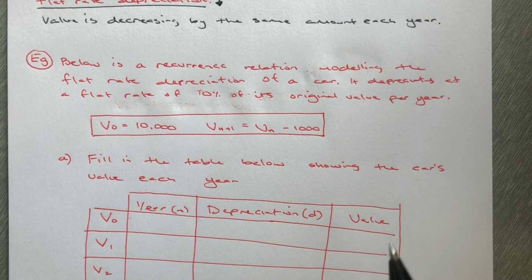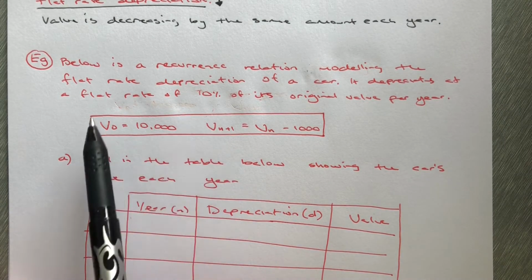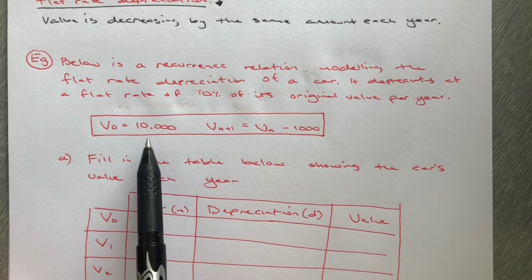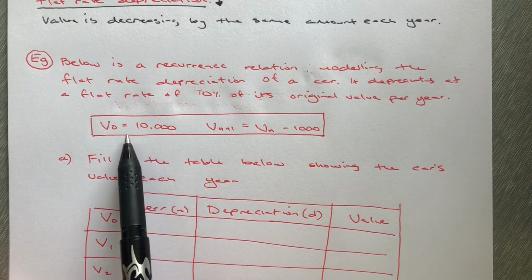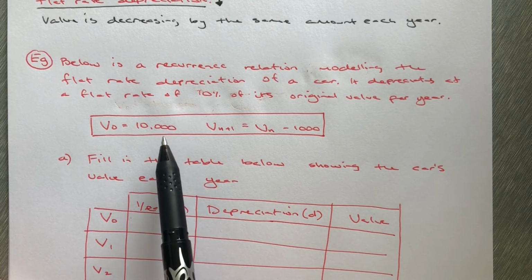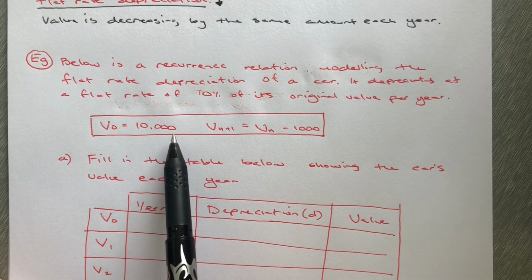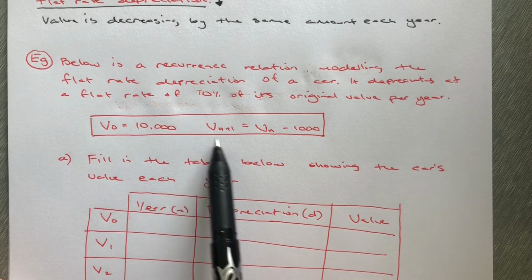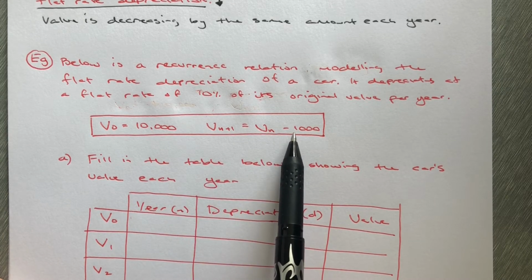It depreciates at a flat rate of 10% of its original value per year. Okay, so let's look at this recurrence relation. It's telling us that the original price is $10,000. It hasn't told us that it's measured in dollars, but it is. And this relation over here is telling us that it's going down 1,000 each year.